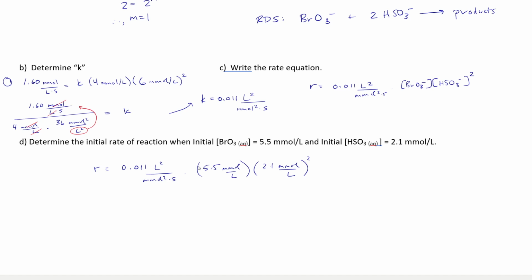Okay. And so then you would calculate that. So that's equal to 0.267, I believe 267, let me just double check. Yep, 267 millimoles per liter second. And I know that's correct because my millimoles squared will cancel with millimoles squared. My liters squared will cancel with my liters squared. And then I will end up with millimoles per liter second.